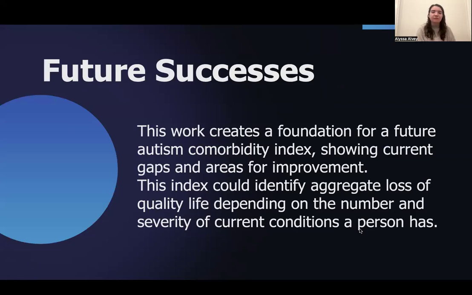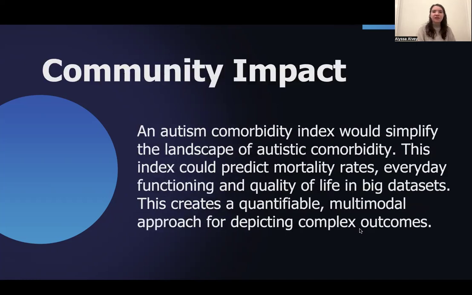This really creates a foundation for future autism comorbidity indices, specifically looking at gaps such as psychiatric or GI conditions and areas for improvement in terms of the primary measure. This index could identify the aggregate quality of life, that being the total quality of life loss, depending on the number and severity of current conditions a person has. Overall, this would really simplify the landscape of autistic comorbidity.